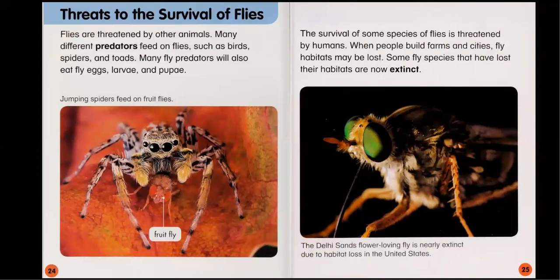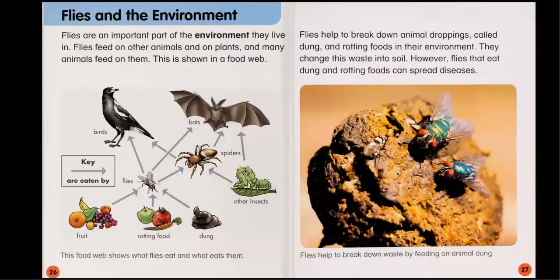Threats to the survival of flies. Flies are threatened by other animals. Many different predators feed on flies, such as birds, spiders, and toads. Many fly predators will also eat fly eggs, larvae, and pupa. The survival of some species of flies is threatened by humans. When people build farms and cities, fly habitats may be lost. Some fly species that have lost their habitats are now extinct.